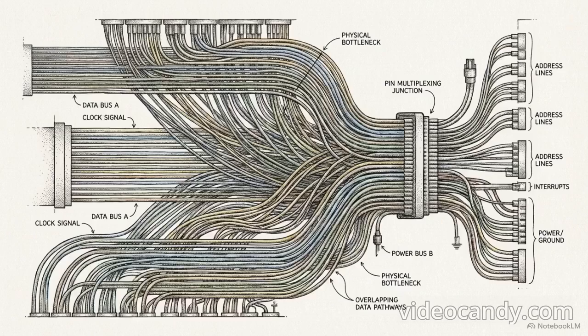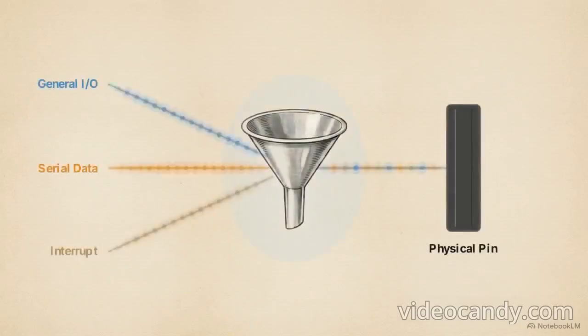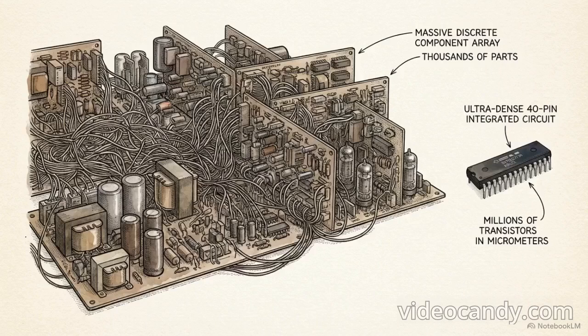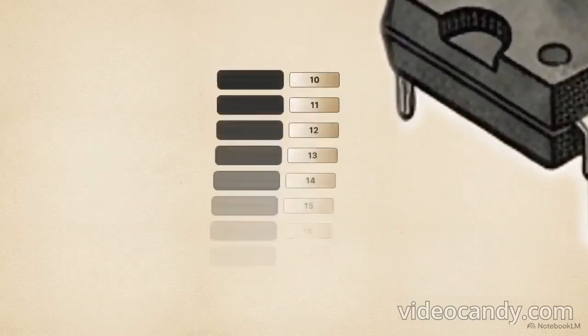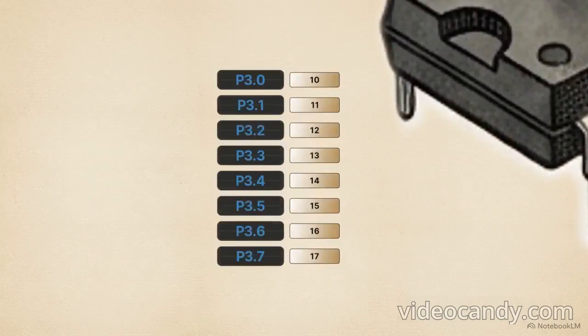Of the 40 available pins, 32 are designated for input and output. These are divided equally into 4 8-bit ports, labeled port 0 through port 3. This introduces a concept called pin multiplexing. Multiplexing is an engineering technique where multiple internal signals or functions share the same physical output line. It is a necessary compromise to fit complex capabilities onto a physically small package.